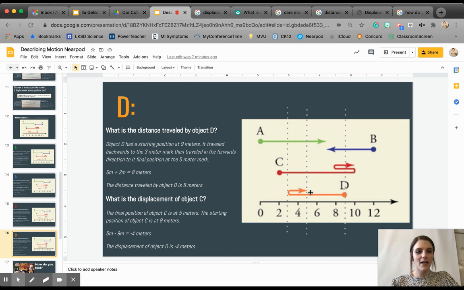The displacement, again, is the final minus the initial position. So it ended at 5 meters. Then we subtract 9 meters. So it was displaced -4 meters. Again, that negative sign is important, so you need to keep it in there. The negative sign tells us that object D was displaced to the left of or behind where it originally started.